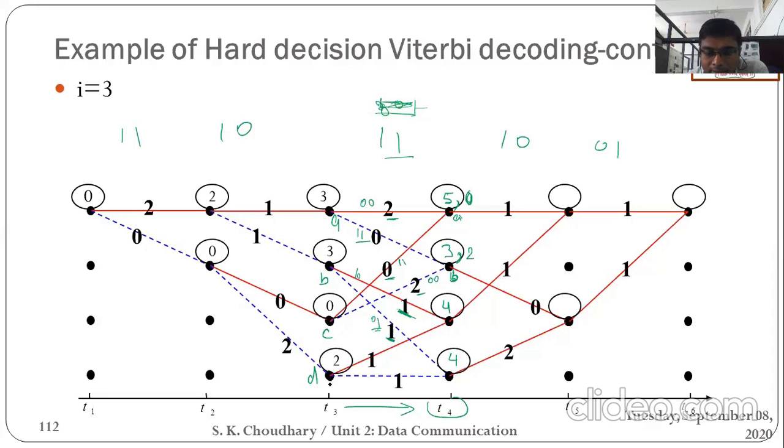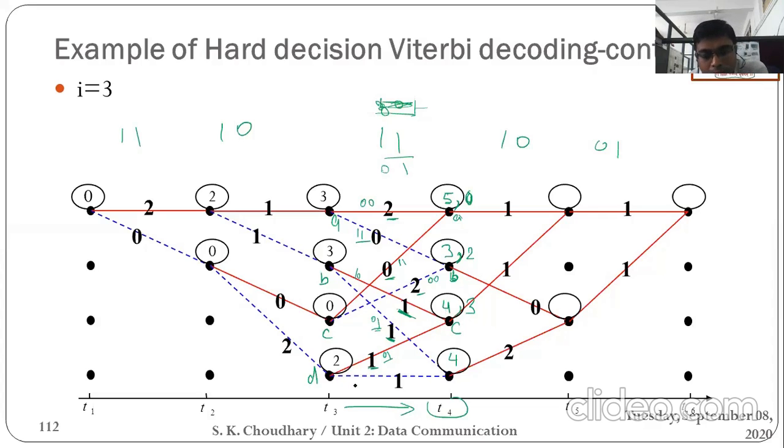Now come to the D state. At D state you would receive the input 0, so at that time the output is 0 1. Compare 0 1 with this 1 1, so you get a Hamming distance of 1. That's why it is written as 1. So 2 plus 1, 3, and you reach C. So 4 comma 3. At this moment C has two possibilities, 4 and 3.